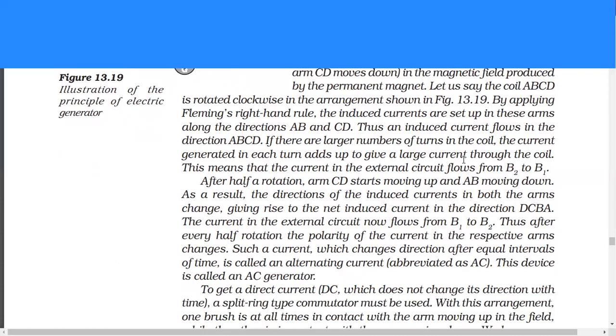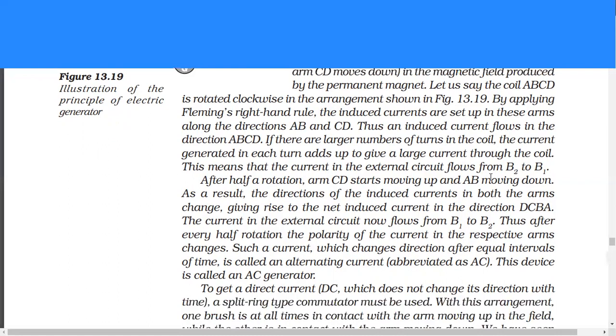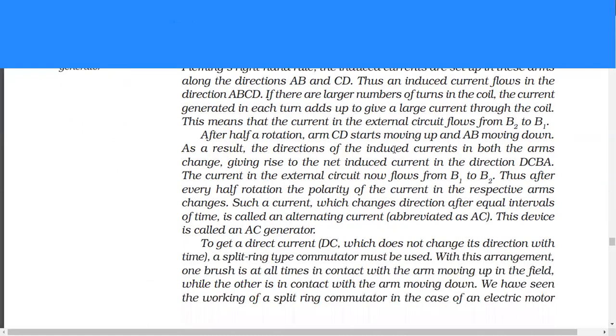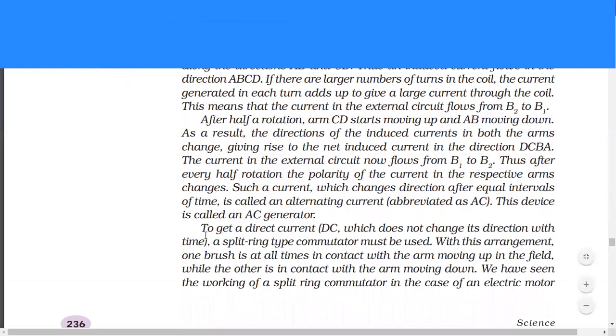If there are larger number of turns in the coil, the current generated in each turn adds up to give a large current through the coil. This means that the current in the external circuit flows from B2 to B1. After half a rotation, arm CD starts moving up and AB moving down. As a result, the directions of the induced currents in both the arms change, giving rise to the net induced current in the direction DC-BA. The current in the external circuit now flows from B1 to B2.